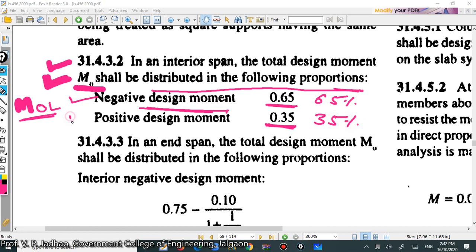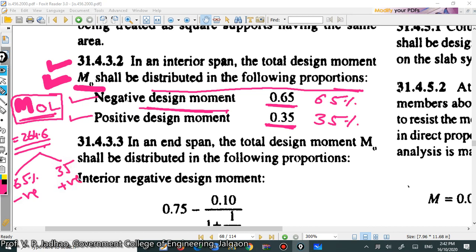Okay, this will be your positive bending moment. Out of the total MOL we have already calculated, for the longer span it was 264.6 kilonewton meter. Out of this 264.6 kilonewton meter bending moment, 65% will be negative bending moment, whereas 35% will be positive bending moment. We have to just distribute this MOL in terms of positive and negative bending moment only.